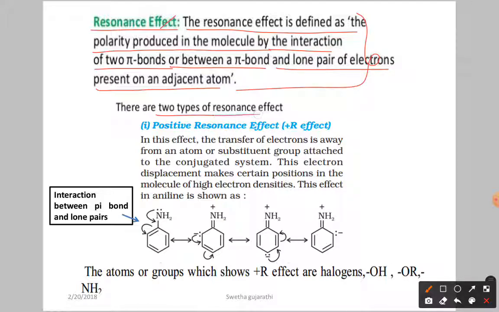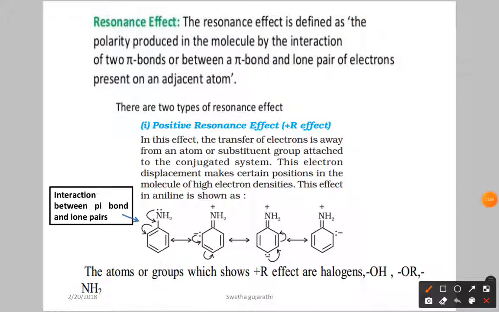Here we have two types of resonance effect. After that I will go further into the meaning of this sentence. One is the positive resonance effect, that is called plus R, and the negative resonance effect, that is called minus R. Like in the inductive effect we came to know plus I and minus I, like that here also we have the resonance effect, plus R and minus R. Resonance effect means we have the symbol R. So here we have plus R and minus R.